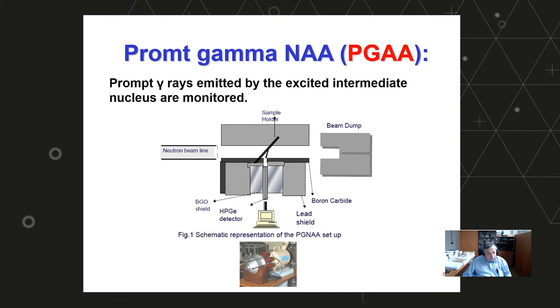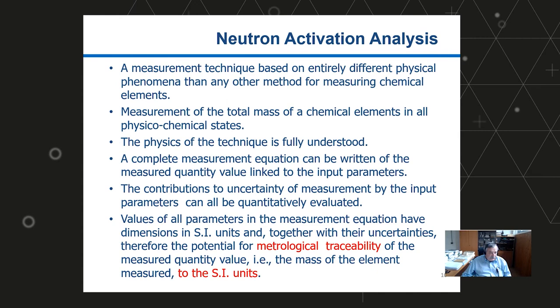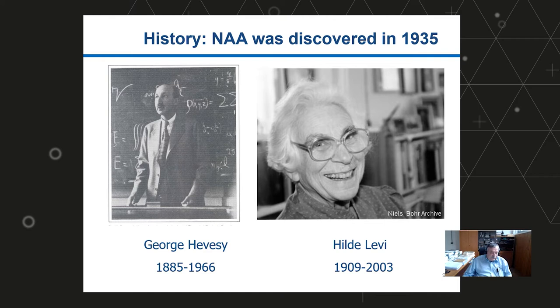Now a little bit of history. Neutron activation analysis was discovered in 1935 by George Hevesy and Hilde Levi by incident. They were doing some experiments, and during these experiments they noticed that it was dysprosium they were dealing with, and it activated. So this was the birth of neutron activation analysis. So it is now already quite an old method.